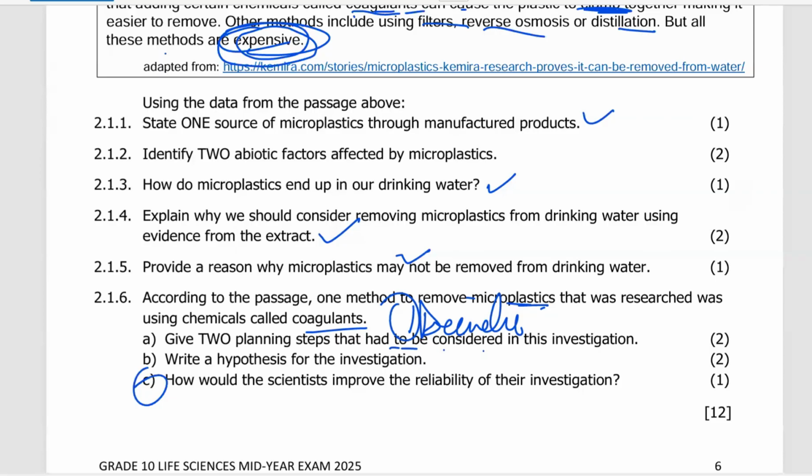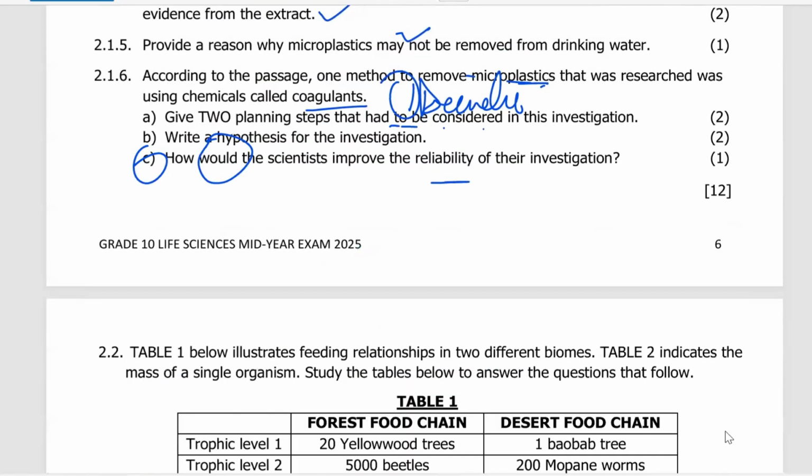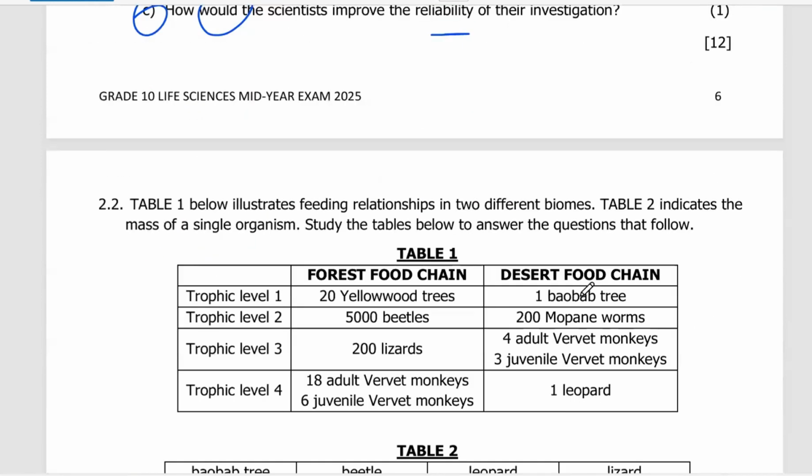Question C: how would the scientists improve the reliability of this investigation? Whenever they talk about improving reliability, guys, you must always know the language they have used. If they say would or could, whatever tense they have used, your answer must be based on that tense. So here you can say repeat the investigation several times, increase the sample size, and select the samples to test randomly. Basically, that's what you're supposed to answer for that question.